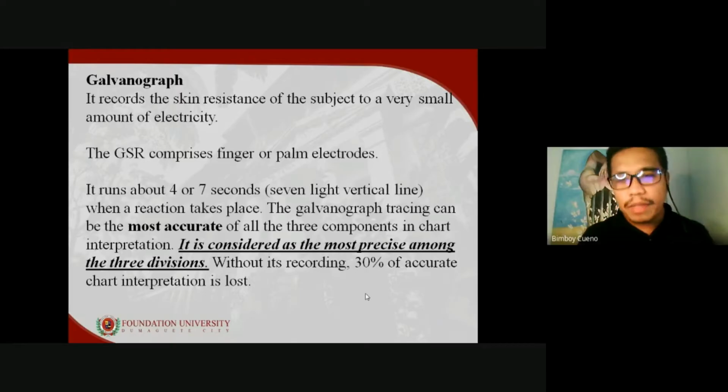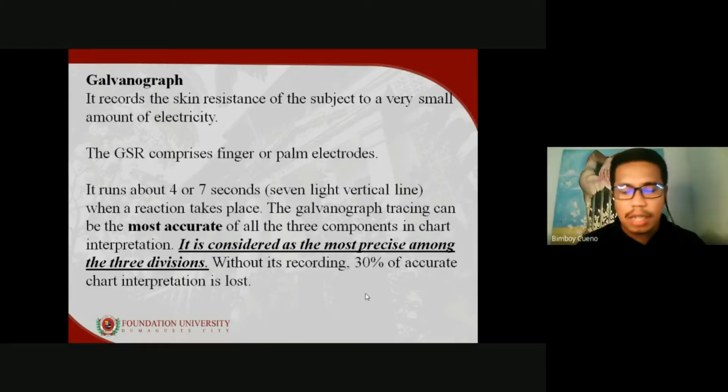So therefore, the responses of the pneumograph or the changes of the pneumograph can be physically manipulated by the subject, but in the galvanograph, whether the subject likes it or not, the responses can never be controlled, can never be manipulated, because the galvanograph will record the skin resistance, and you cannot control your skin resistance to the amount of electricity.